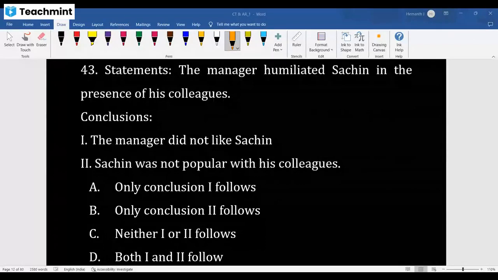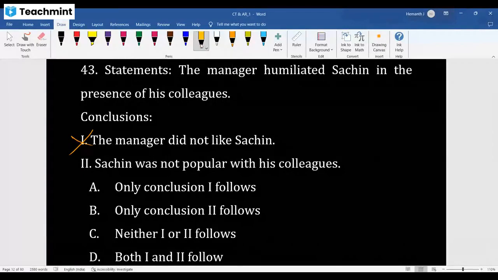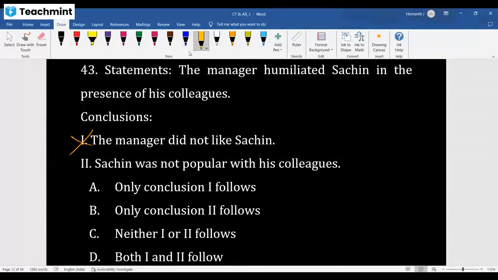Now see here: the manager humiliated Sachin in the presence of his colleagues. The manager did not like Sachin. It's not related to that, right? Okay, he may have done some wrong thing. That's why he humiliated him. Suppose we scold you people because you come late to the class, or join the online session late. It's not that we don't like you people. This is for your betterment. If we are not strict, or if we don't point out or shout at you, you people may not change, and it will affect your future life as well. So it's not that we don't like you people. We don't like that attitude.